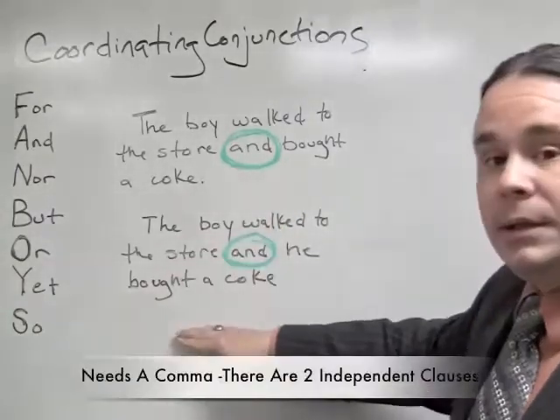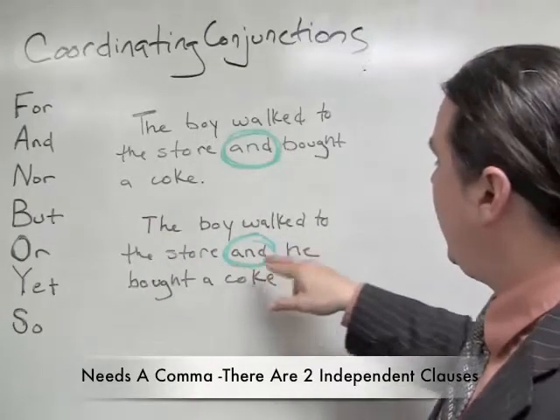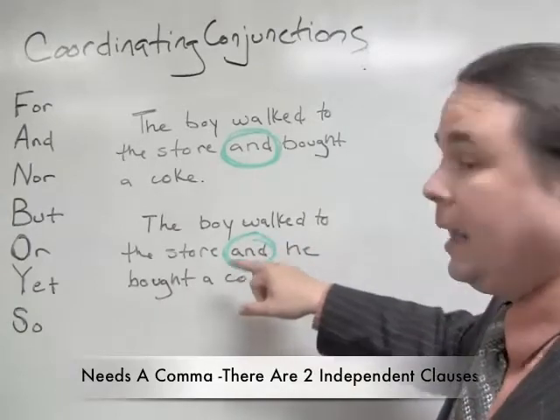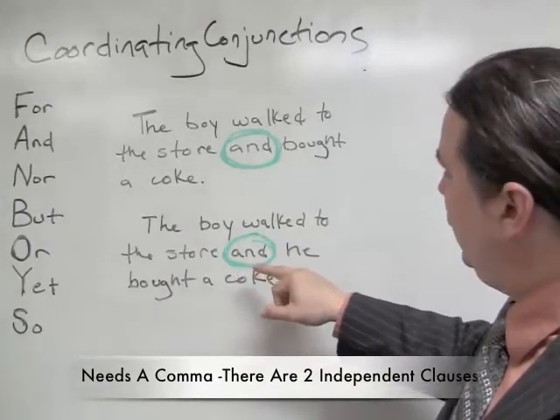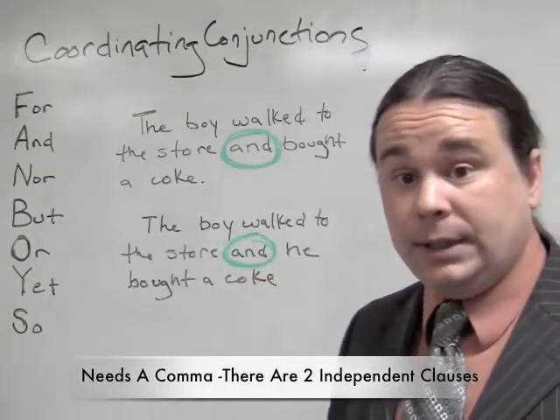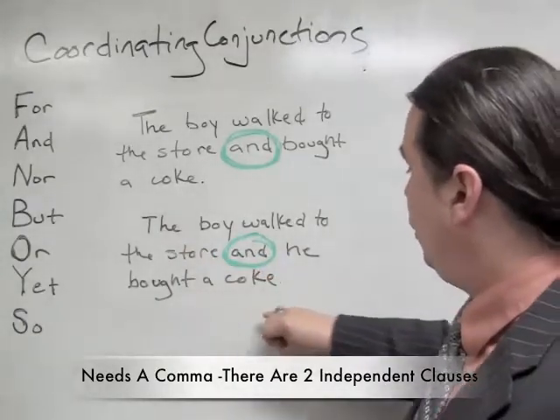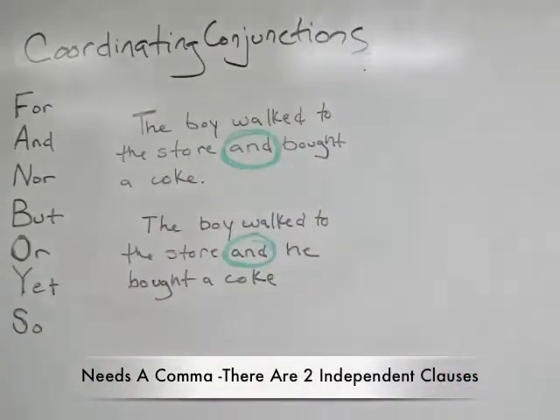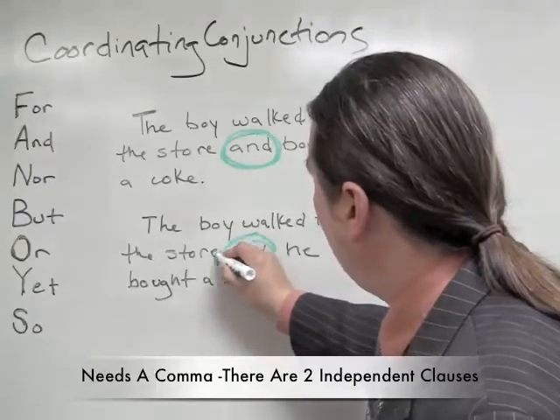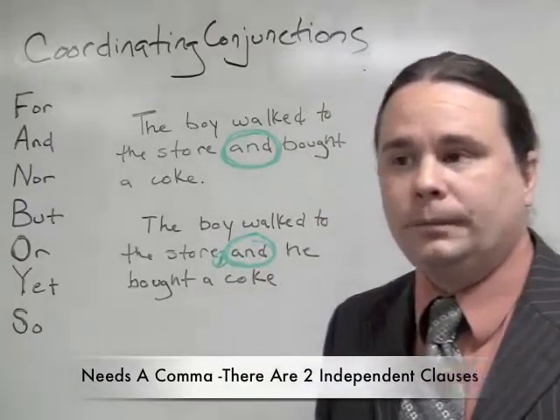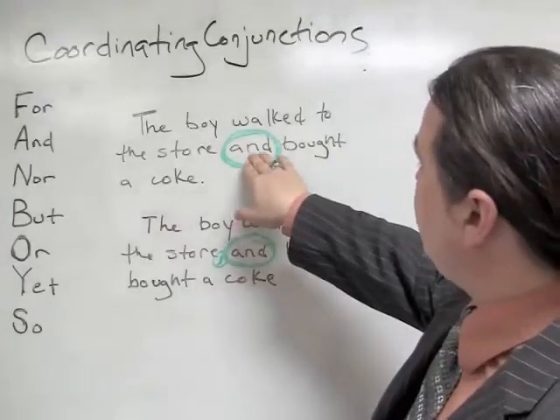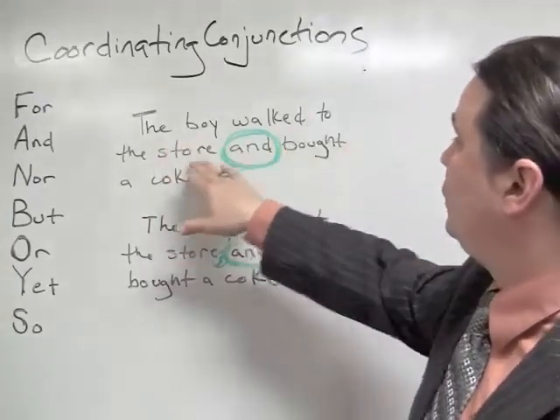So let's go to the next example. The boy walked to the store and he bought a Coke. Well, we still have the and, our coordinating conjunction circled in green here. And we need to see the boy walked to the store. We already said that that's a complete sentence. And he bought a Coke. He bought a Coke is a complete sentence. So it requires a comma right here. And it will go before the coordinating conjunction. So let's just repeat this one more time. Here's my and in the sentence. I look on both sides. The boy walked to the store.